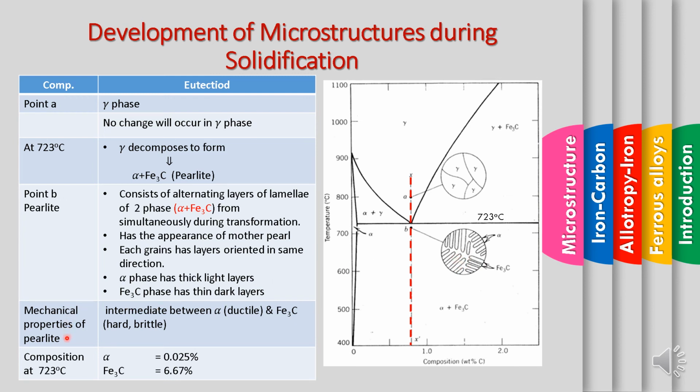Mechanical properties of the pearlite are basically intermediate between alpha and cementite, which are ductile and hard or brittle. Okay, this is an intermediate. And the composition at 723 degrees Celsius for the alpha is basically at this point, whereby the value of the carbon content is 0.025%, and also at this point the cementite is at 6.67% of carbon.